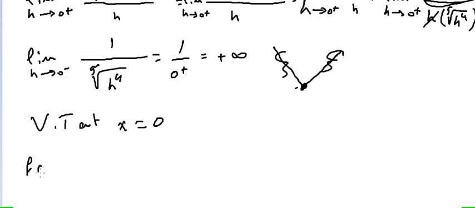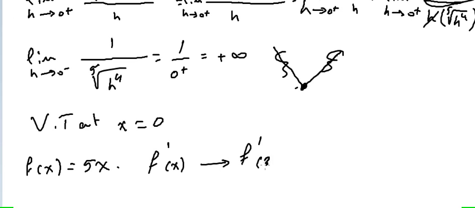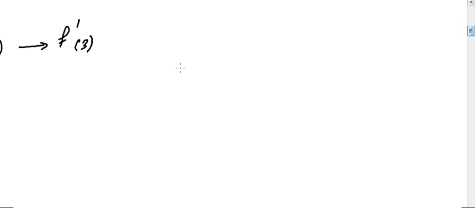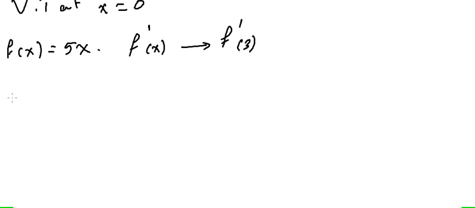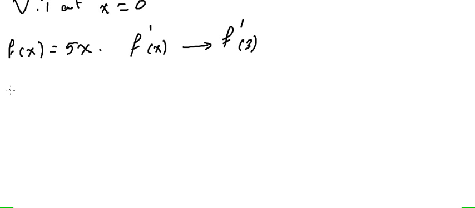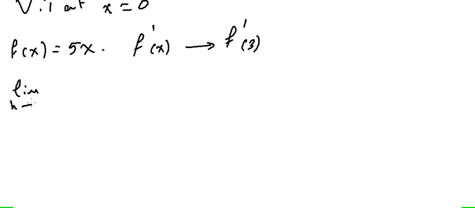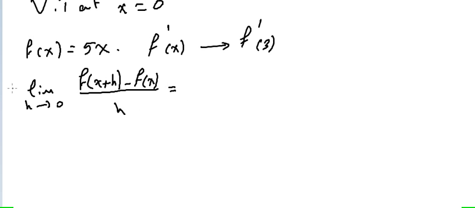All right, let me do another problem. Given f of x is equal to 5x, we need to find f prime of x, starting from the definition, and then find f prime of 3. How do we do that? It's the limit as h approaches 0 of f of x plus h minus f of x over h. This is f prime of x starting from the definition.